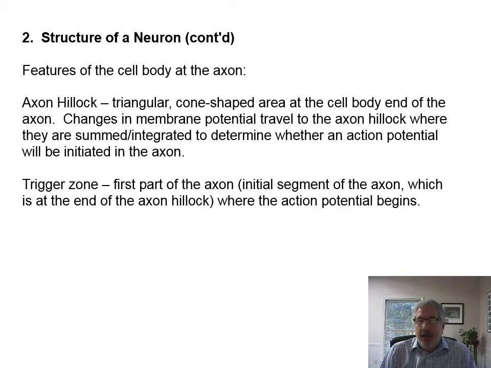So we have the cell body and the axon. There's the axon hillock. And there's the trigger zone. So the axon hillock is a triangular or really cone-shaped area at the cell body where the axon starts. So changes in the membrane potential travel down to here, and then they basically collect there. They're summed. And if you get enough of them, then you decide whether you're actually going to fire the axon or not. So you have these dendrites feeding into the cell body, and they get some signals coming in. But the axon is not going to fire unless there's enough of those signals. So you have to have just enough change in membrane potential to fire the axon. The trigger zone is the first part of the axon where the action potential begins, where the electrical signal starts. It's the end of the axon hillock.